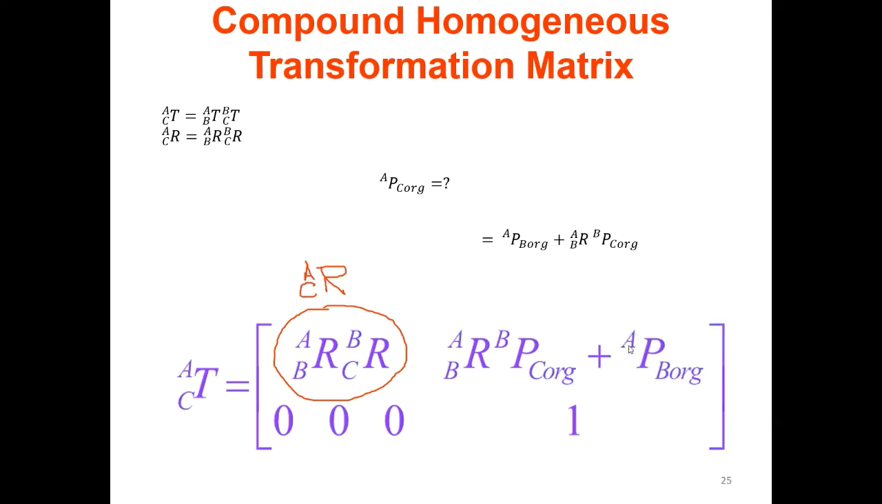So what is over here? This is a 3x1 vector of the position of C with respect to A. So I can write it: this is the position of C, that is A P_CORG, origin of C with respect to A.